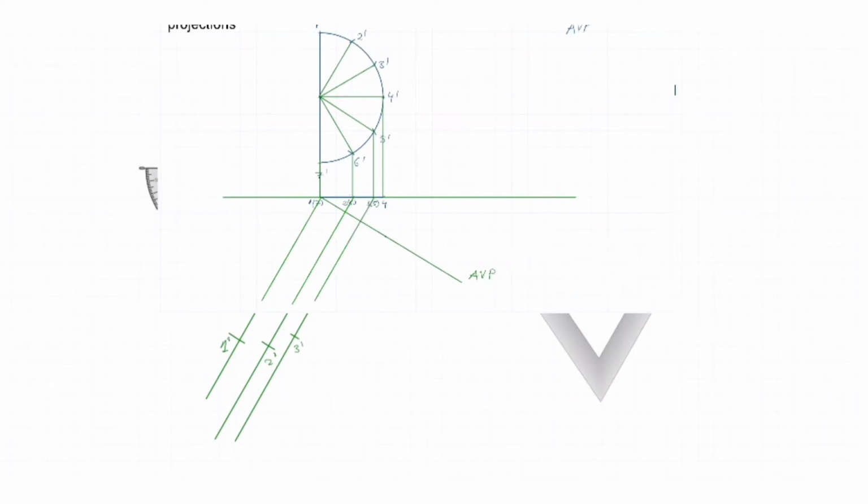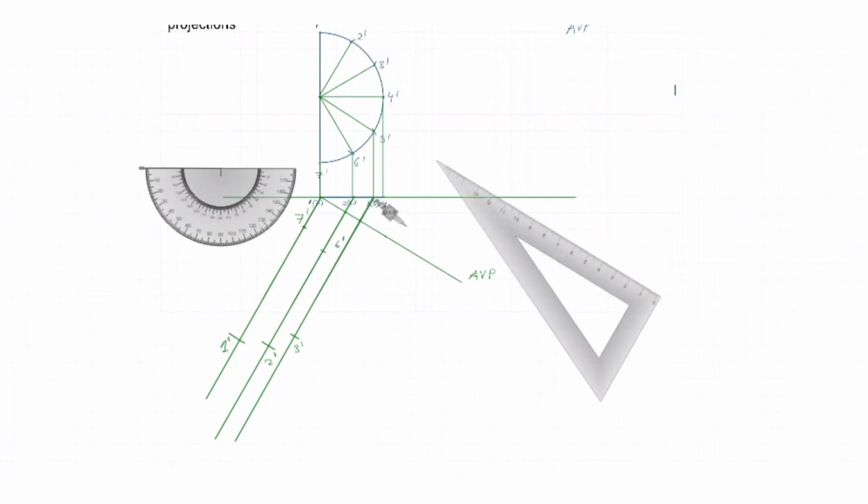Next point would be the 5 dash. So we will place it here. Yes. Now we will lift it, place it here. We will rotate it. That will give us the location of 5 dash. So this is the 5 dash.